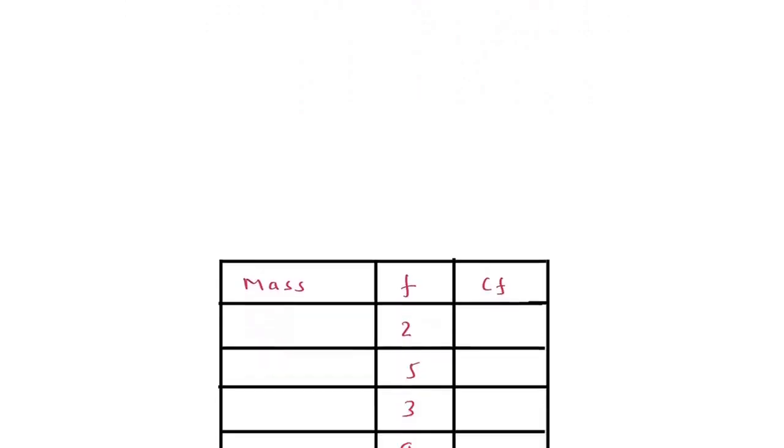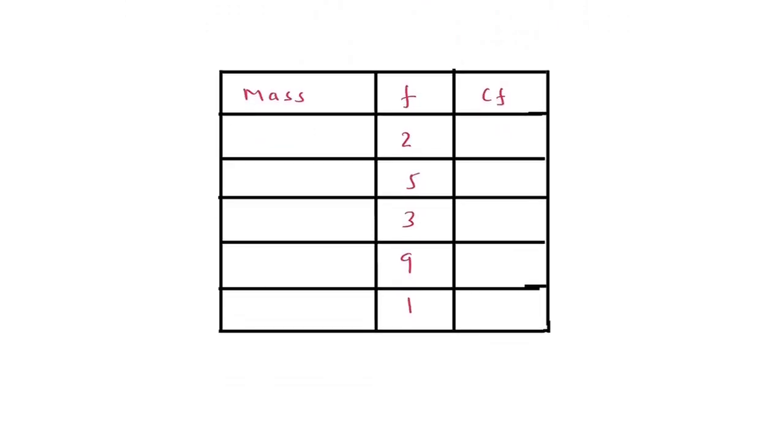So we are going to sketch a table with 2 columns for mass and for the frequencies. The first class is going to be 30.5 to 40.5. Second one will be 40.5 to 50.5. Next is 50.5 to 60.5. Next is 60.5 to 70.5. And the last one is 70.5 to 80.5.